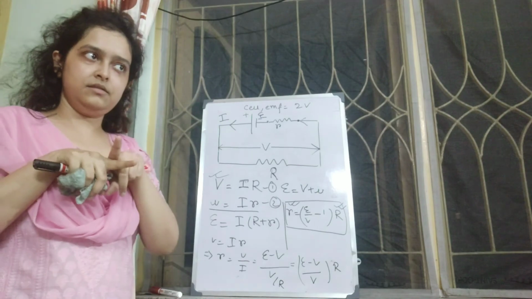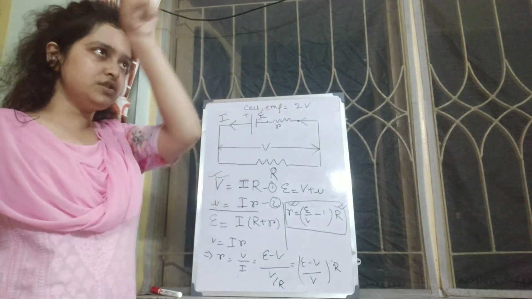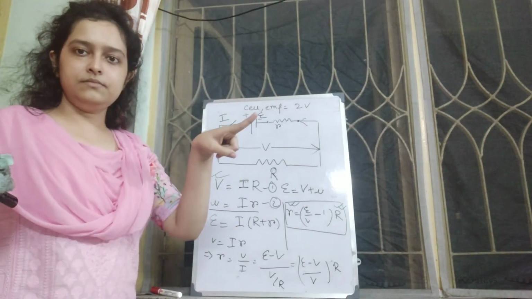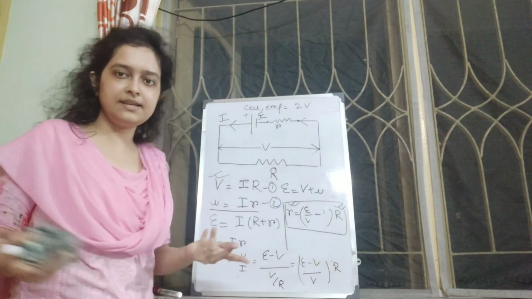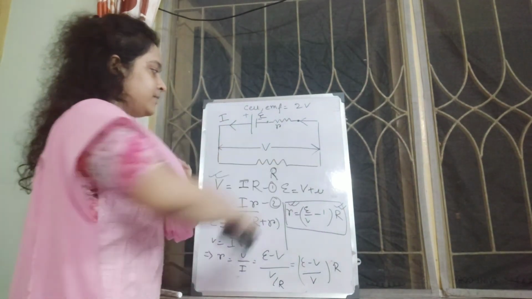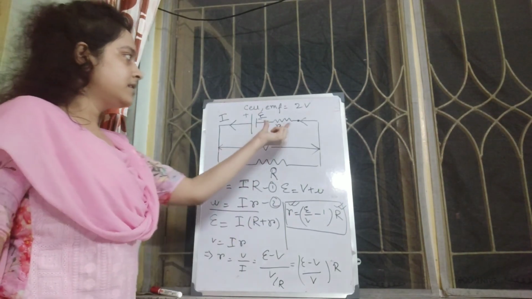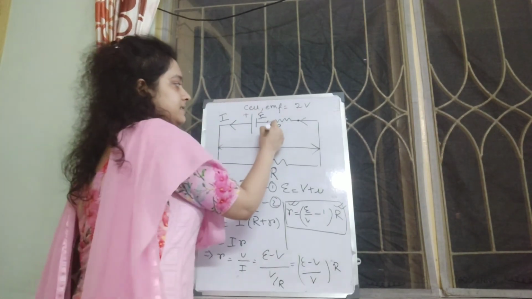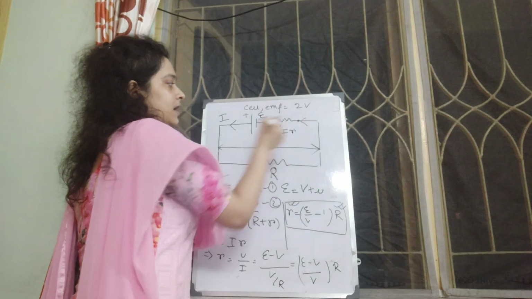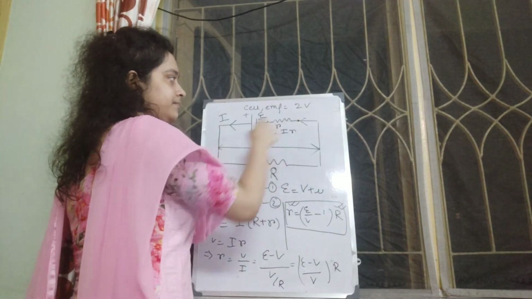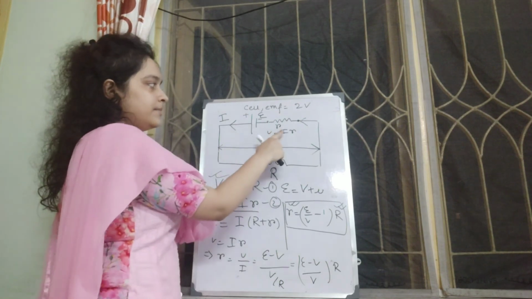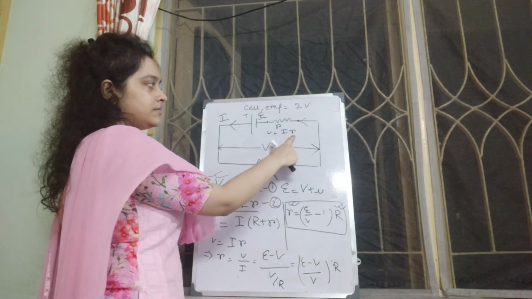Outside the cell: work done in moving the test charge outside the cell. So outside the cell, where will it move? Through this resistance, obviously. So therefore I into R, and we calculate small v as I into small r. I remains the same, see, the same current is flowing. I into small r.